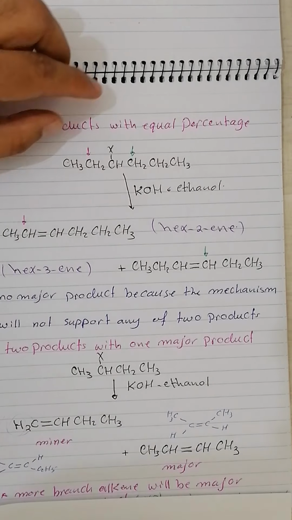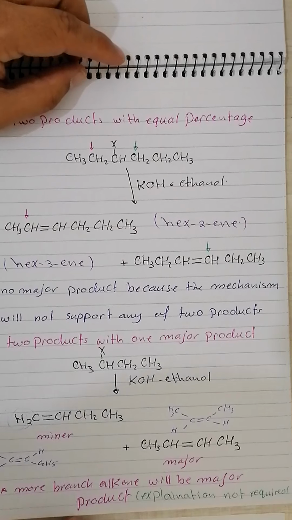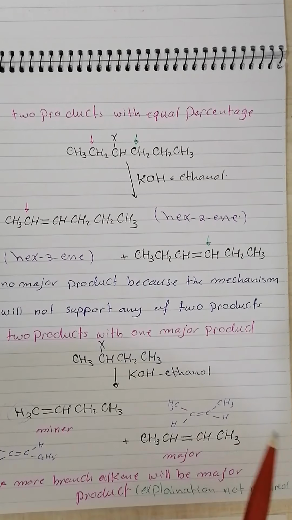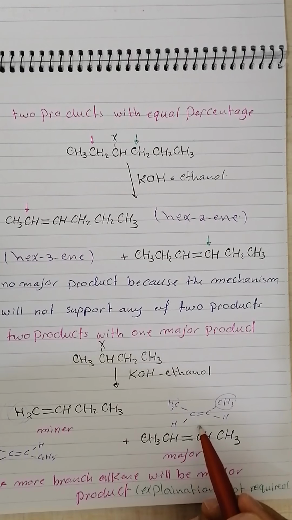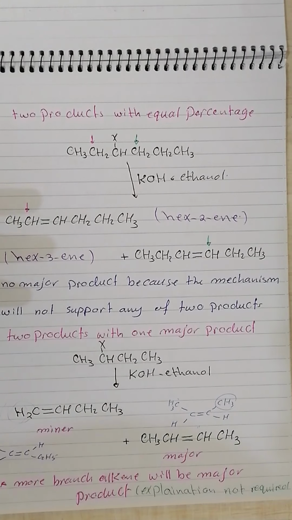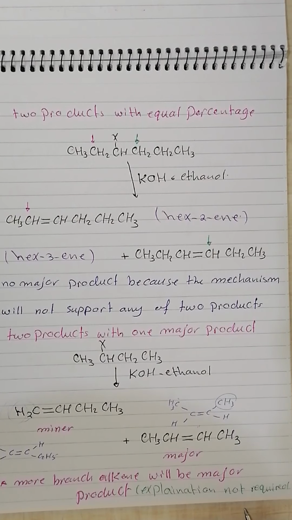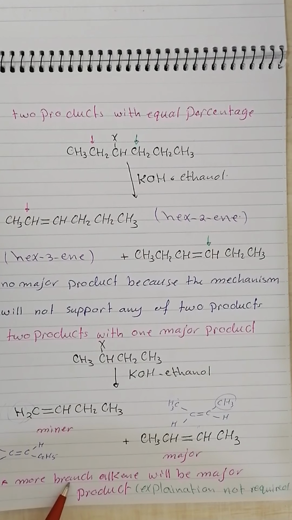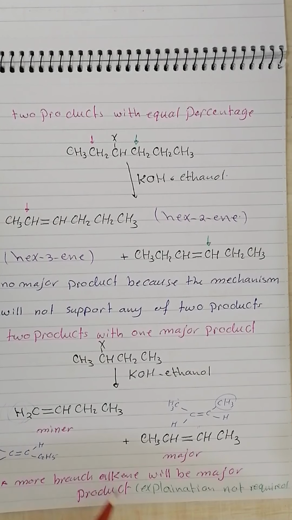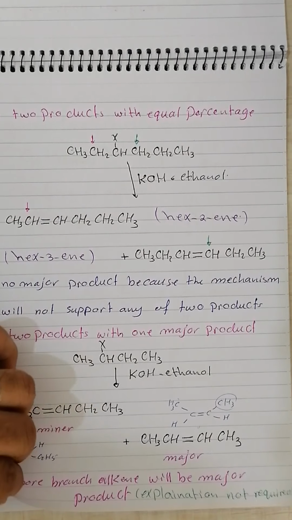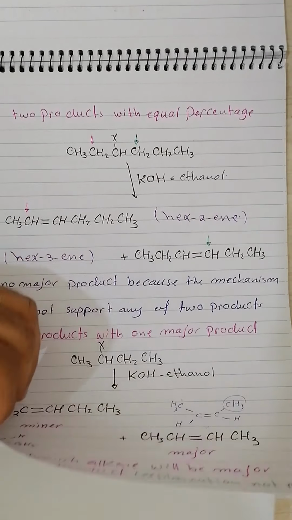More branches, more stable alkene. It's one of our rules. Here we have only one branch, here we have two branches, so this one is more stable, so it will be the major. Keep it in your mind. The product which is more stable, or can give us cis-trans isomers, will be the major one. The more branched alkene will be the major product. Explanation again is not required in our syllabus for this year.